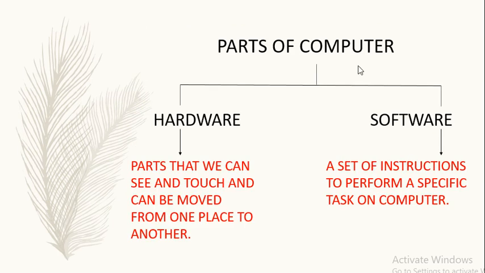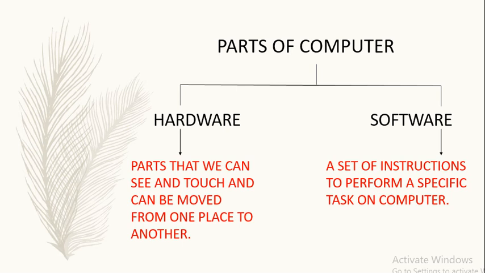Now, various parts of computer. Parts of computer are broadly divided into two terms. The first one is hardware and the second one is software. Hardware are the parts that we can see and touch and can be moved from one place to another. So this is the definition of hardware. Now the second one, software. Software is a set of instructions or commands to perform a specific task on the computer. These software are mainly developed by human beings, and these are for performing a specific task with the help of a computer.